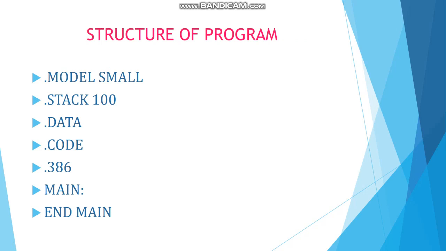If we need to use the stack in our program, then the stack is also mentioned here, and we have to declare .stack 100. The size of the stack is 100 here. Similar to section .data, we have to declare the data segment here, and the data segment is declared with .data. Then similar to section .text, we have to declare the code segment here, and the code segment is declared with .code. As we are doing this program in 80386, that's why .386 is written here. And main is indicating the start of the program, and end main is indicating the end of the program.